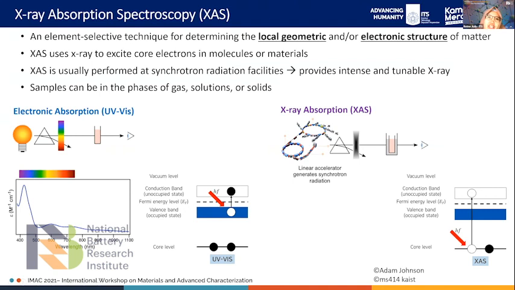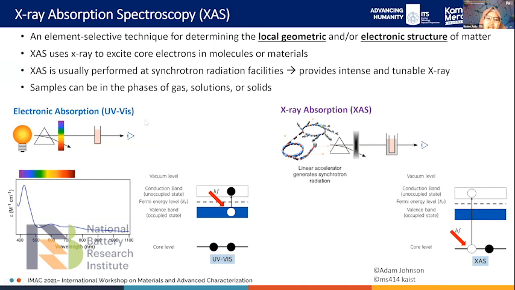So we can analyze, for example, an iron atom in protein. XAS also uses X-ray to excite core electrons in a molecule or material. So it requires synchrotron radiation facilities, and these facilities provide intense and tunable X-ray. Here, the sample can be in the phase of gas, solution, or solid.